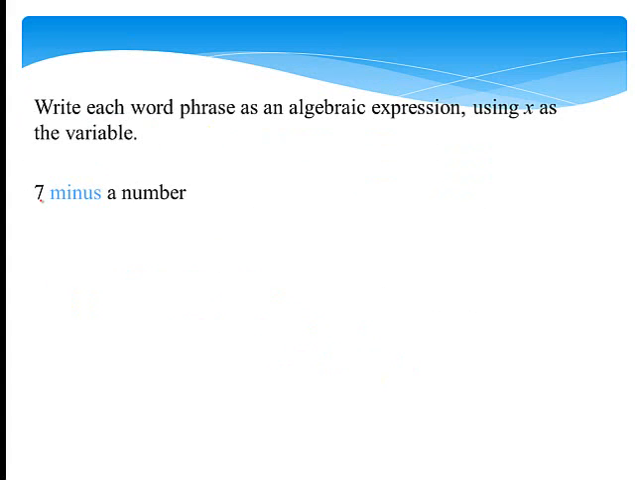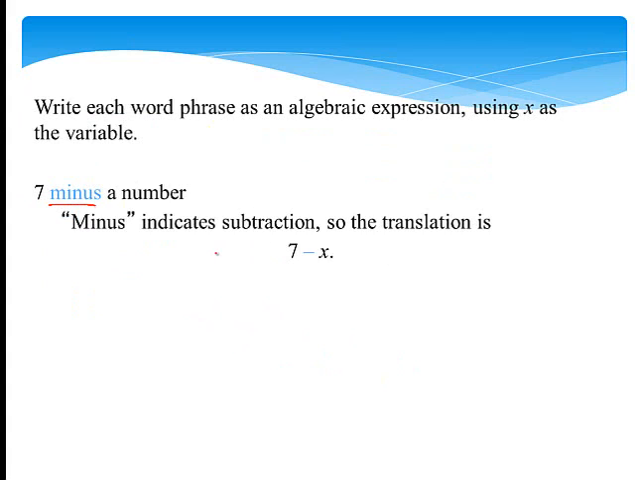So let's look at this one. 7 minus a number. Minus means what? Subtract. So I would do 7 minus x. Why couldn't I do x minus 7? Because this is saying I'm doing 7 minus a number. X minus 7 would be 7 less than a number.